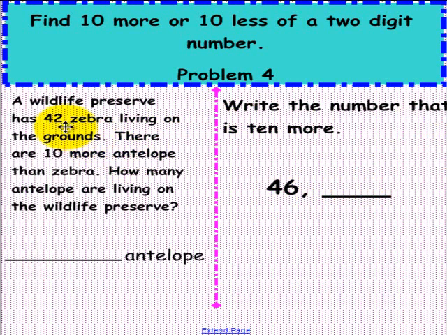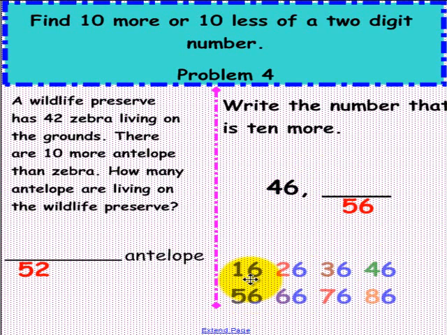Okay, let's look at the first one. Here's 42 and there are 10 more. So your answer should have been 52. The next number would be a 5, so 52. Write the number that is 10 more. Here's 46, so your answer should have been 56. So, if this is a 4, and you want to go 10 more, the next number is a 5, and it'll be 56. Let's look down here.